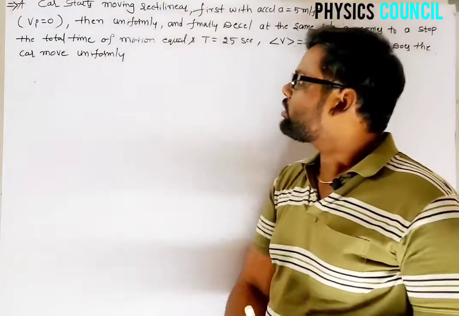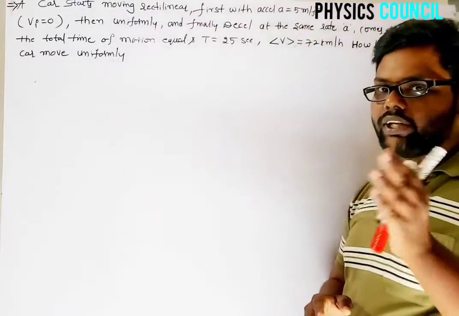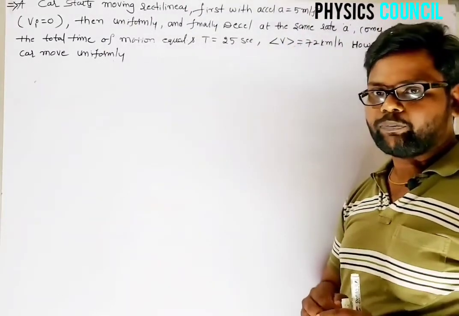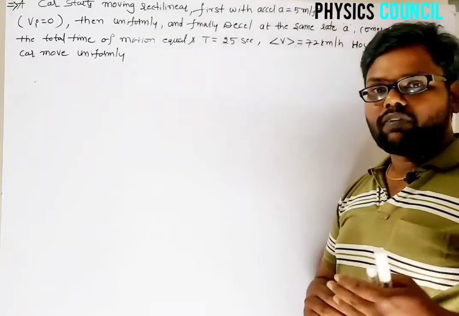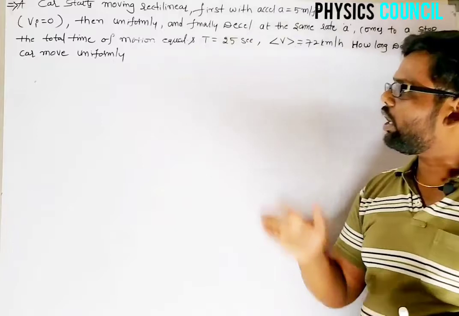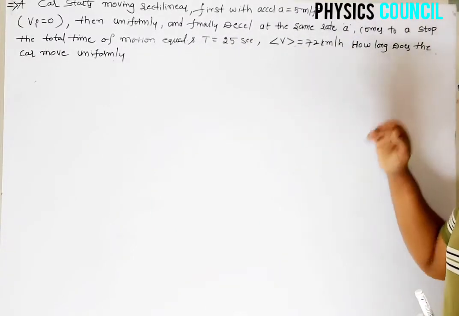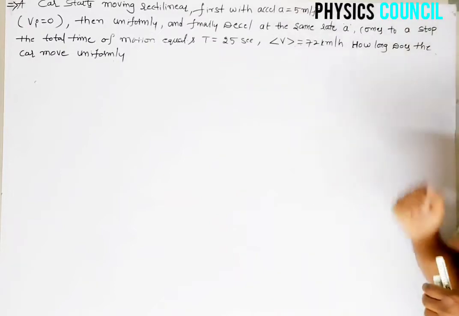Today I am going to discuss one of the problems in motion in a straight line. Now the question is: a car starts moving rectilinearly, first with the acceleration a equals 5 meter per second square and initial velocity of the car equals 0, then uniformly, and finally decelerated at the same rate a and then comes to a stop position.